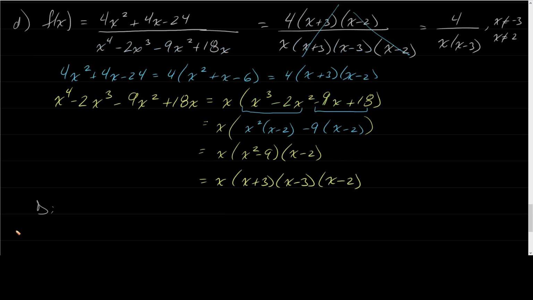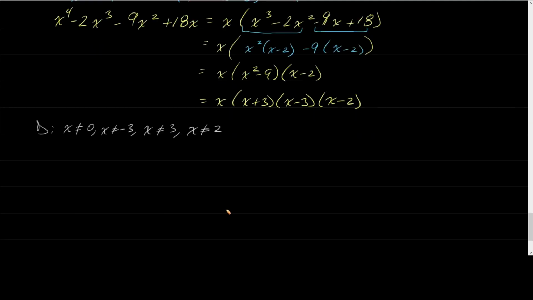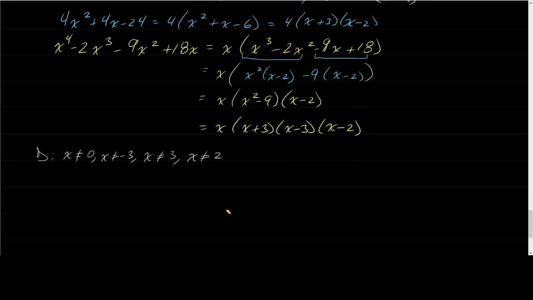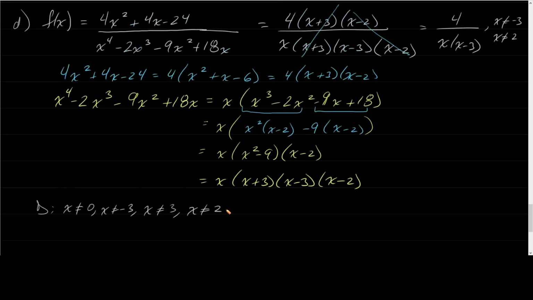The domain for this function is: x cannot be equal to 0, x cannot be equal to negative 3, x cannot be equal to 3, and x cannot be equal to 2. But now, some of these are asymptotes and some are removable discontinuities. The ones that we cancel out are going to be removable discontinuities. We canceled out the x plus 3, so x equals negative 3 is a removable discontinuity.